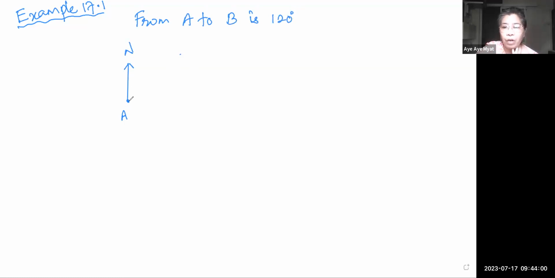From A to B the bearing is 120. From A you look at the letter, to B you look at the letter down. 120 to the letter down. Protractor, you look here.